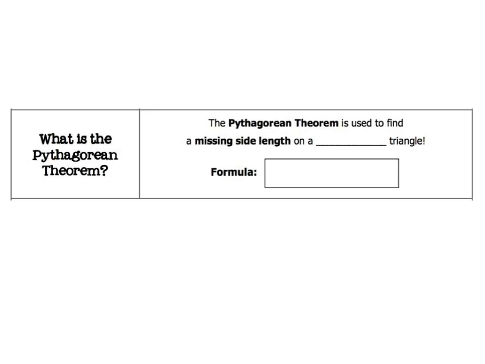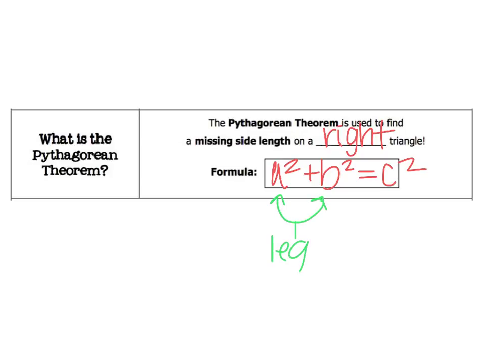So what is the Pythagorean theorem? Well, the Pythagorean theorem is used to find a missing side length on a right triangle. So we can only use the Pythagorean theorem with right triangles. The formula for the Pythagorean theorem is a squared plus b squared equals c squared. All right, and it's really important that we know that a and b are going to be our legs, and c is always your hypotenuse. So that's why we need to be able to identify the different parts of a right triangle.